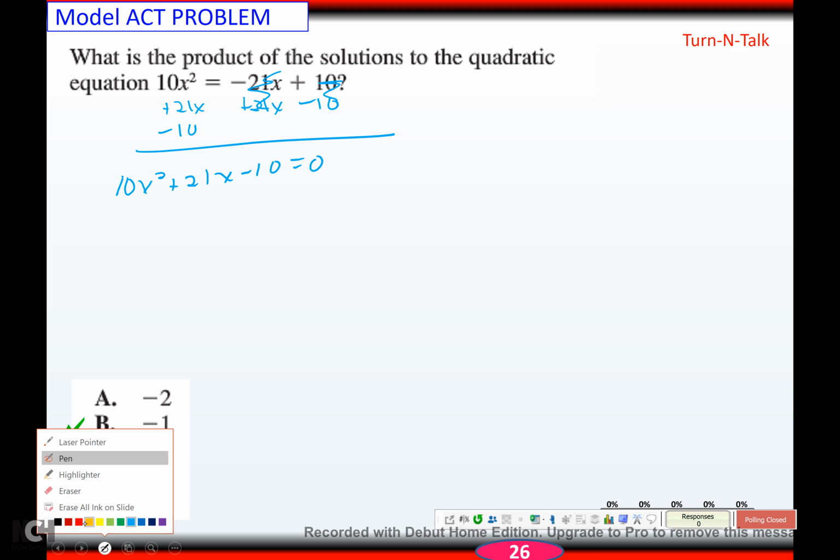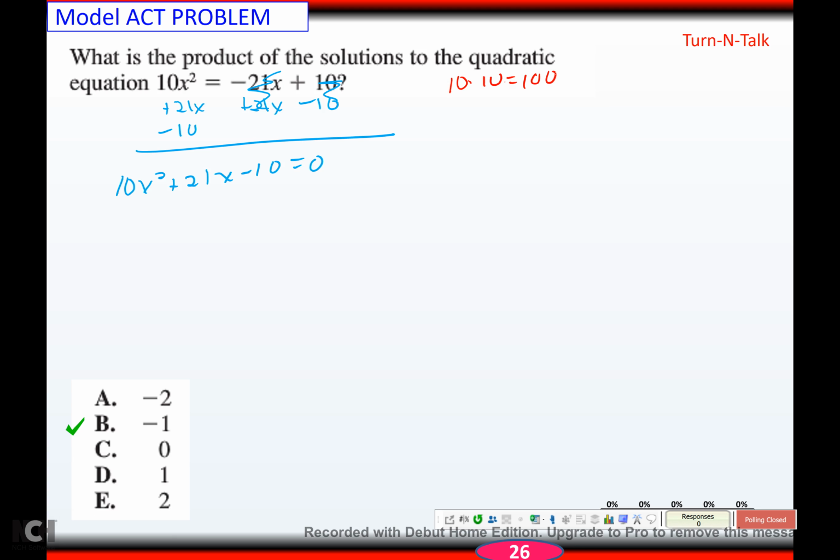So if I go for A times C, I'm going to have 10 times 10, which is 100. My factors of 100 are 1 and 100, which is not going to make 21 in the middle. 2 and 50, which is not going to make that in the middle. 3 doesn't go into 100. 4 goes in there 25 times. Oh, that'll make 21. So I'm going to rewrite B as 4x and 25x.